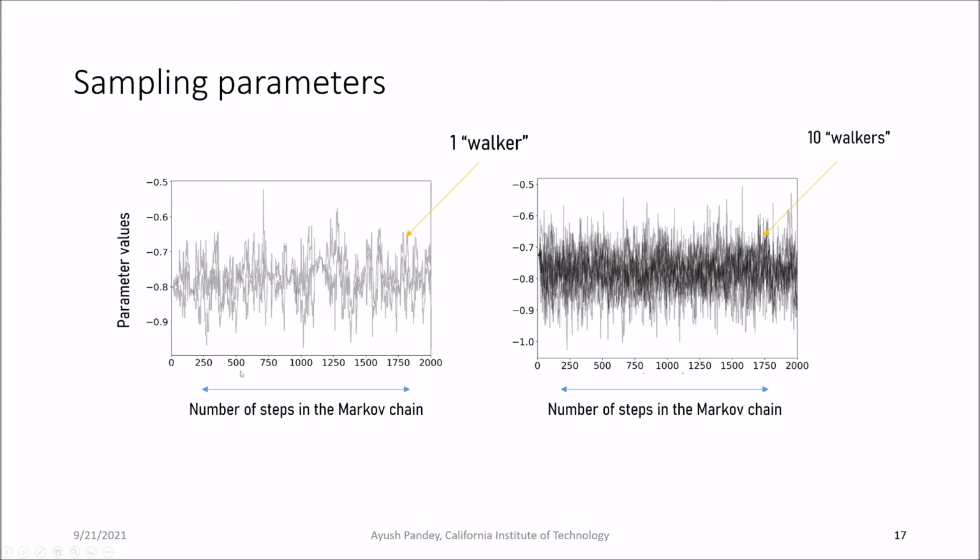And on the x-axis is the number of steps. So these are the two things that we can tune while running parameter inference.